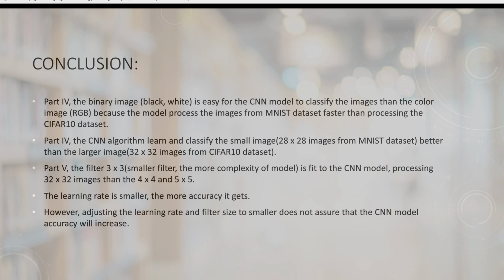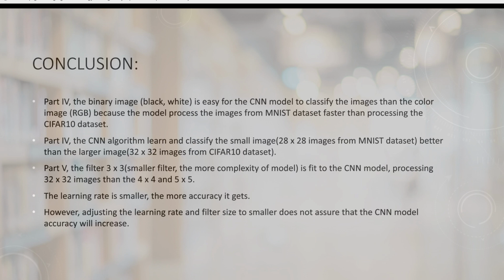Okay, for the conclusions: the binary image, which is black and white, is easier for the CNN model to classify than the color image, because the model processes the image from the MNIST data faster than the CIFAR-10 dataset. And in part 4, the CNN algorithm learns and classifies the small images from the MNIST dataset, which are only 28 times 28 pixels, better than the larger images from the CIFAR-10 dataset, which are 32 times 32 pixels.